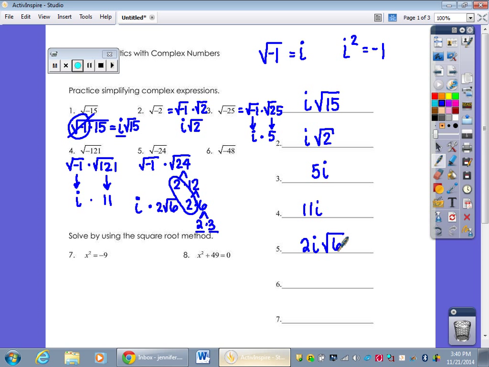So I put the 2 and the i, and I put the i after the 2, and then the square root of 6. So this one's going to be the square root of -1 times the square root of 48. 48 is going to be 16 times 3, and 16 is 4 times 4. So here's my couple that I have. So this is i, and this is going to be 4 radical 3. So your answer is 4i times the square root of 3. So you have i times 4 radical 3.